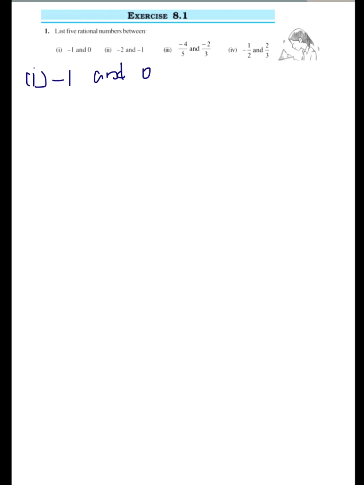For example, you can write this minus 1 in the form of a rational number as minus 5 by 5. Here I am taking 5. You can take any other number like minus 4 by 4, minus 3 by 3, minus 7 by 7, anything you can take. Okay, but I am taking here minus 5 by 5.